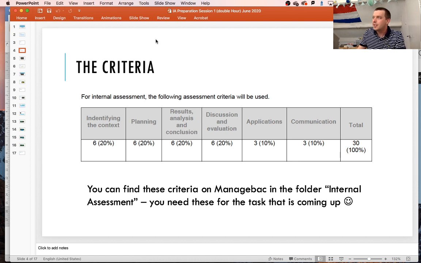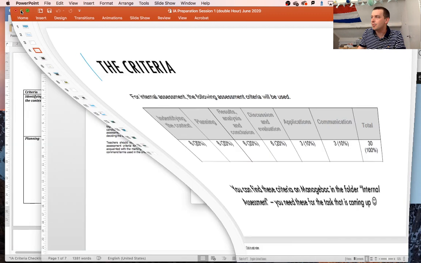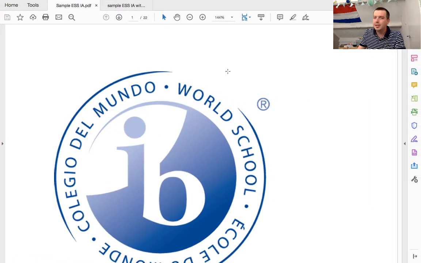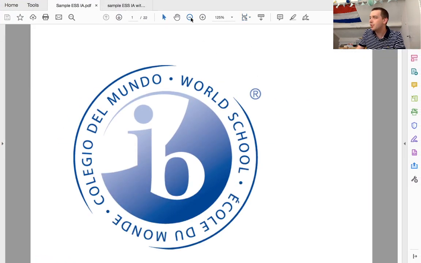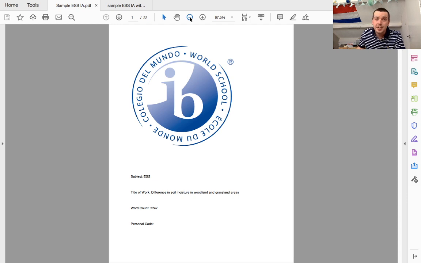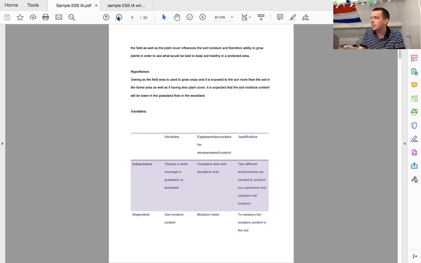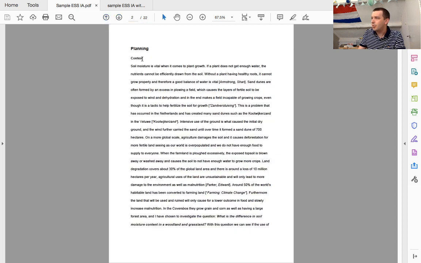Now, let's go on to what can be found in the internal assessments folder. If you take a look, you will be able to find a file called sample ESS IA. I'm going to just zoom out. As I said, this is an anonymized piece of work that was submitted a few years ago. Your first task is to go through this, planning. Well, obviously it starts with context. Think about that from a communication point of view. This has already cost someone a mark.